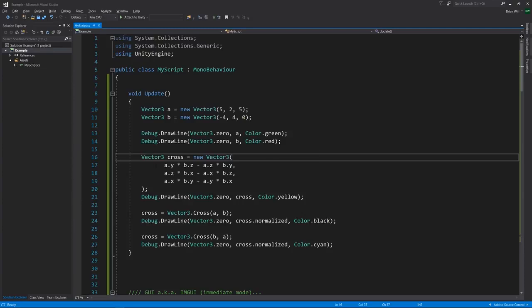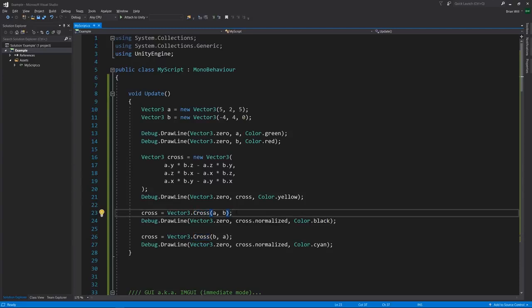Here we have A and B. I'm drawing A as green, B as red, and I'm computing the cross product manually and then drawing that as a yellow line. But then I'm also computing the cross product using the built-in method, and we should see the same result, but I'm drawing that as a black line on top of our yellow line, but normalized, so it should be much shorter. Otherwise, we wouldn't see the yellow line at all. And lastly here, I'm getting the cross product of this time B and A.